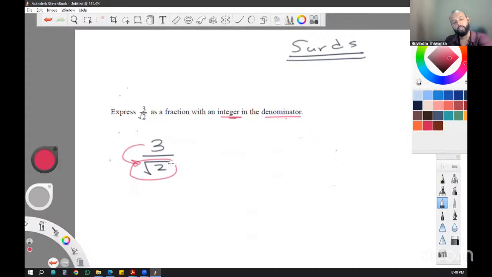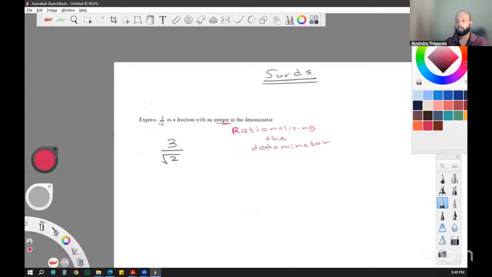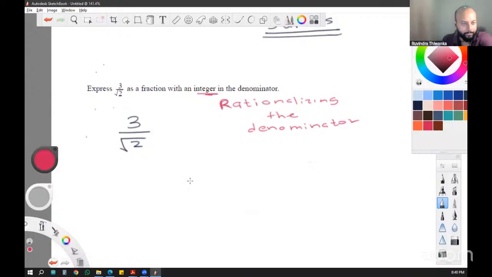Actually, this process we call rationalizing. You can note these down. These are very important because these words and terms will definitely be given in your exams. They will ask you to rationalize the denominator. That means you are rationalizing the denominator. Okay, so write these words. So how do you rationalize the denominator?